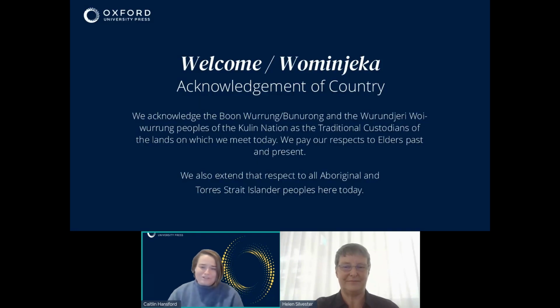We are going to jump in with an acknowledgement of country. We welcome the Boonwurrung and Bunurong and the Wurundjeri Woi Wurrung peoples of the Kulin Nation as the traditional custodians of the lands on which we meet today. We pay respects to elders past and present. We also extend that respect to all Aboriginal and Torres Strait Islander peoples here today.